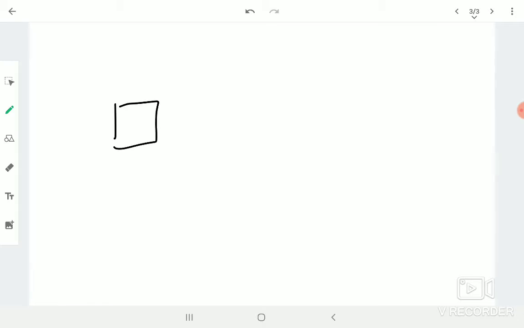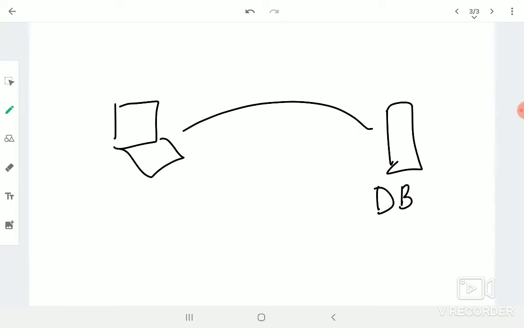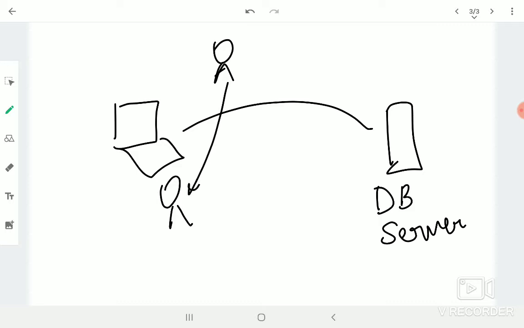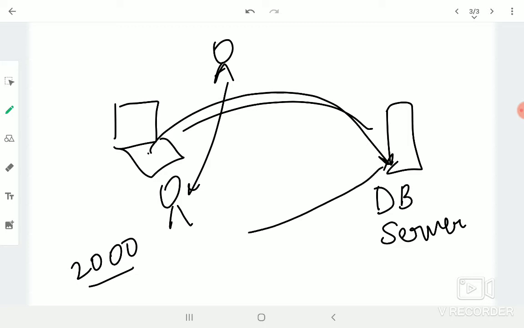So you will have a cashier sitting in front of a computer, and that computer will ultimately connect to a server. Let's call it a database server, which holds all of your account information. You come over here and ask this cashier, hello, I would like to withdraw, say, 2000 rupees. Fine. The cashier will take the request and enter your account number. The request will go to the database server, and the database server will reply back with the amount and the information that it holds for your account.